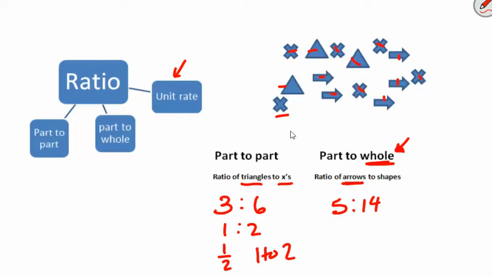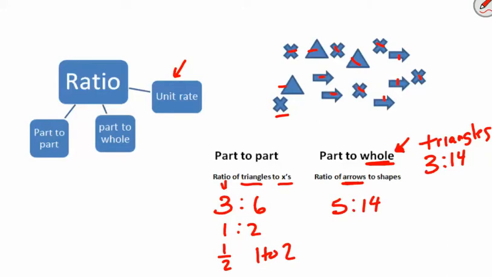So let's say I were asking about triangles to the shapes. Remember, over here I had 3 triangles, so that would be a 3 to 14 ratio if I were looking at triangles to the whole, okay? So when I'm asking for the ratio, you need to make sure that you understand whether I'm asking for part to part or part to whole, okay?